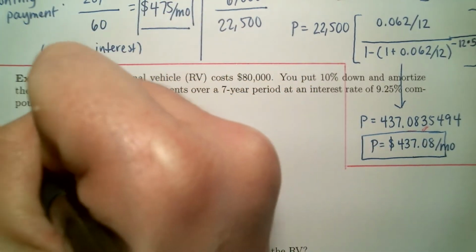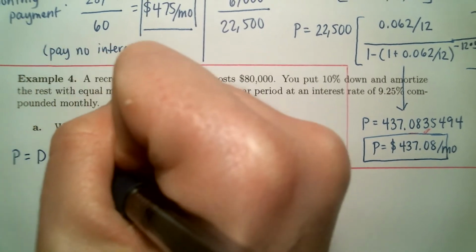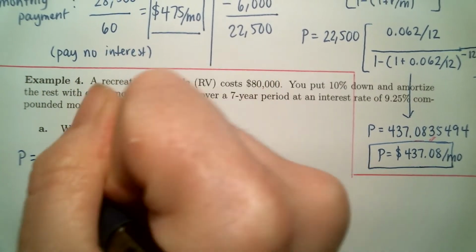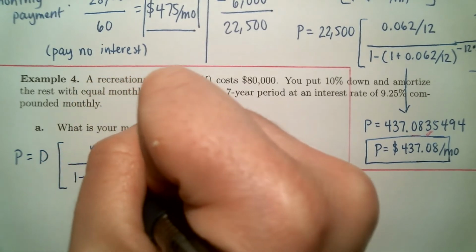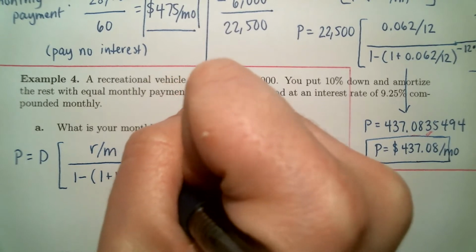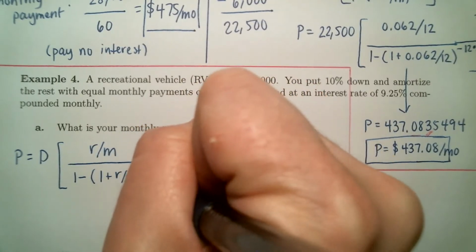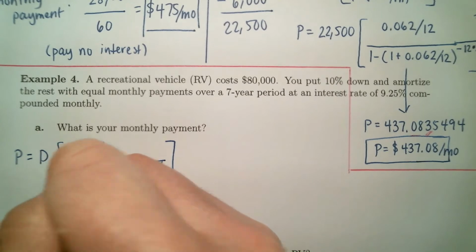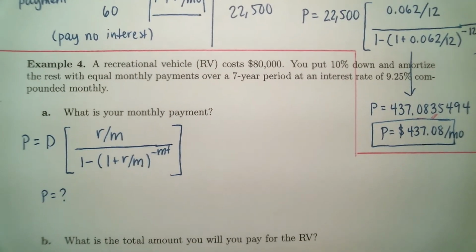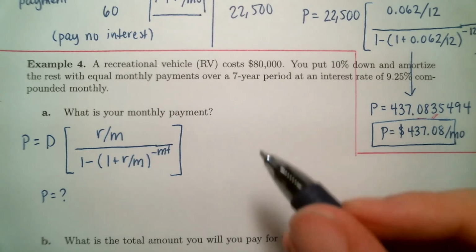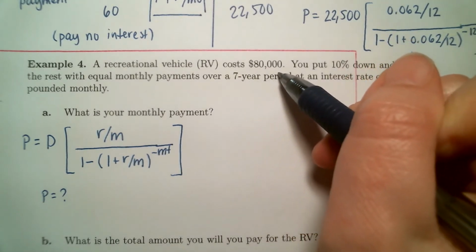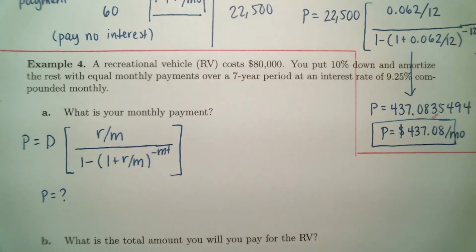So let me go ahead and write that down. Here's our formula. We are looking for P, which is the payment. We're trying to figure out the monthly payment. D is the debt. Actually, you need to calculate it here. The debt is not $80,000. That's how much the RV costs, but that's not how much you're financing.